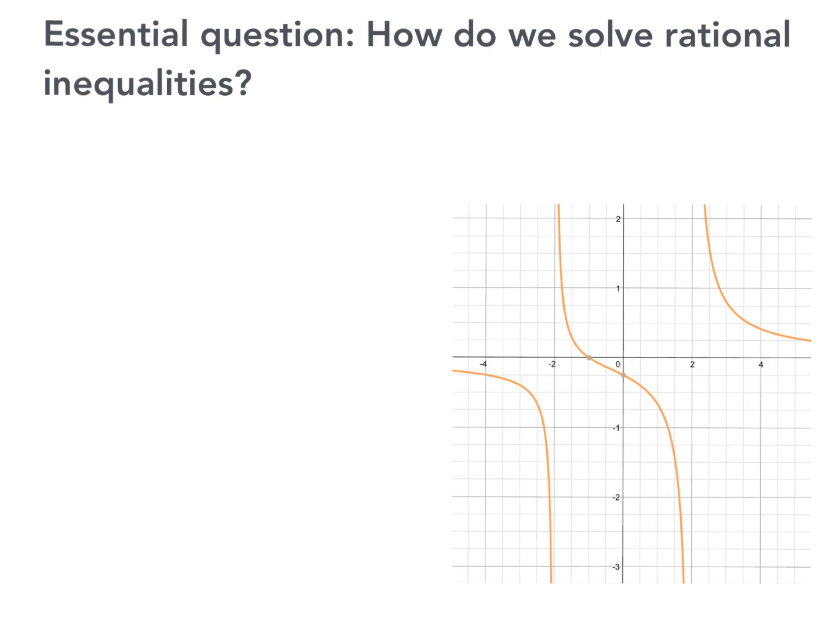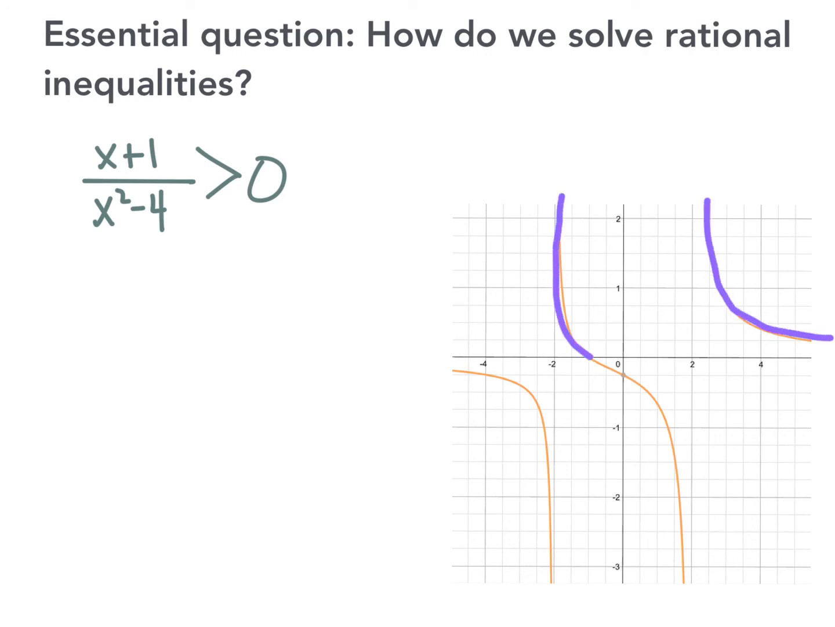Well, hello there. Today we're going to answer the question, how do we solve rational inequalities? Well, over here to my right, I have the function x plus 1 over x squared minus 4, and I'm going to set that greater than 0. So from a graph, it's pretty easy to see where this graph is greater than 0. It'd be right here and all of these points.